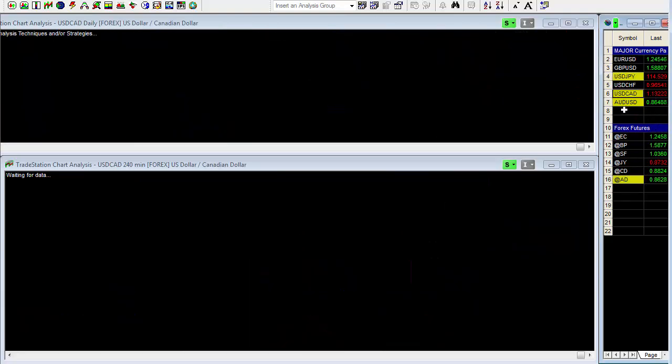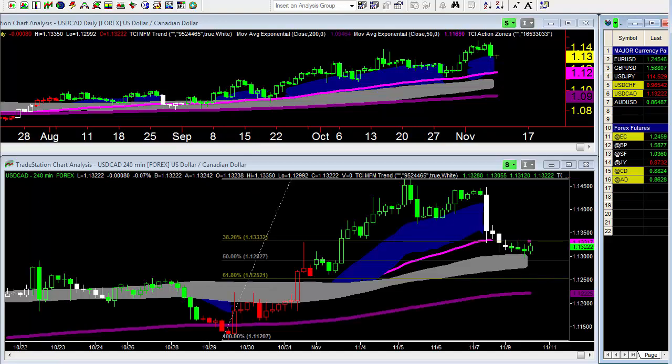Next one is the US dollar Canadian dollar, and this is the one that I pointed out last Friday. The market pulled back nicely. We've definitely gone a little further than what I would have expected, but I still think we're at an area right in here where we should start moving higher. If we don't start moving higher up through these highs, then that stop should be placed below the gray action zone.